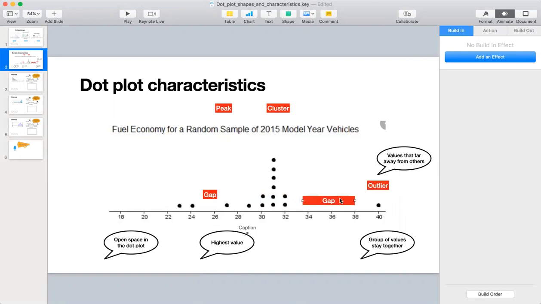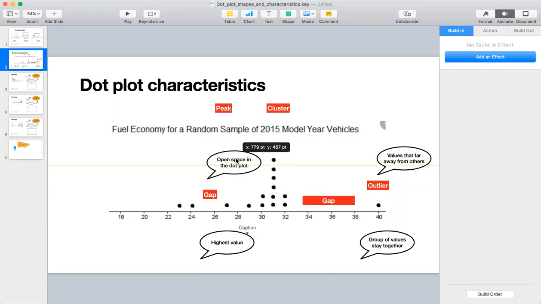Okay, so a gap means an open space in the dot plot. Do you see there's no dot around 25 or 26? So there's a gap in the fuel economy at 25 and 26, as well as 33, 34, 35, 36, 37, 38, and 39. There is no point. It's blank, so this is a gap. An open space in the dot plot is called a gap.